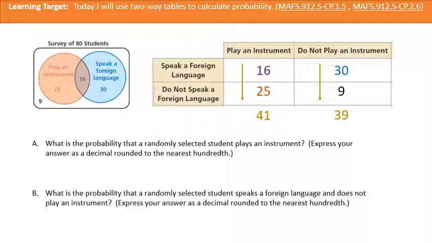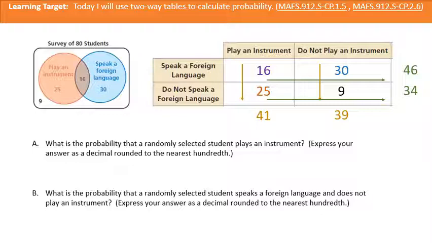If I add down my columns, 16 plus 25 is 41, so 41 people play an instrument. 30 plus 9 is 39, so 39 people do not play an instrument. If I add straight across, 16 plus 30 is 46, so 46 people speak a foreign language. 25 plus 9 is 34, so 34 people do not speak a foreign language.